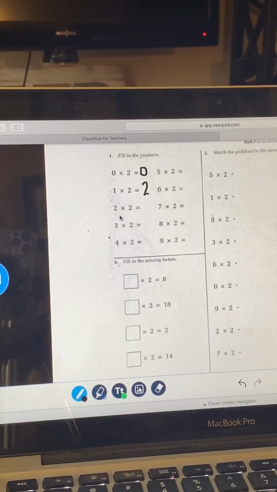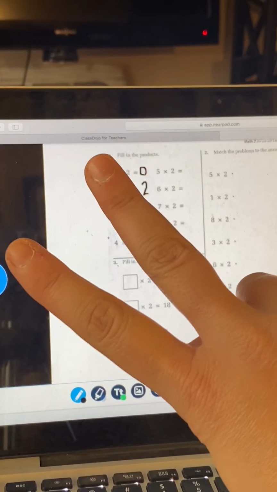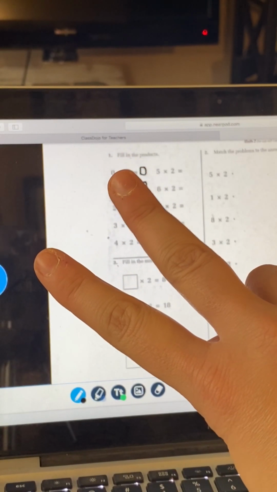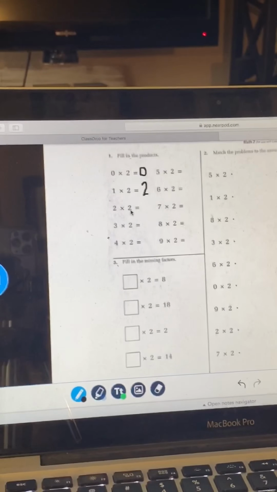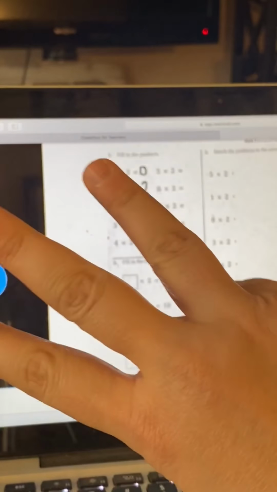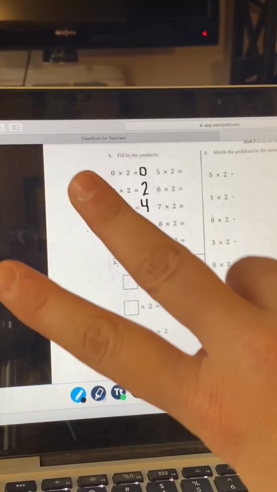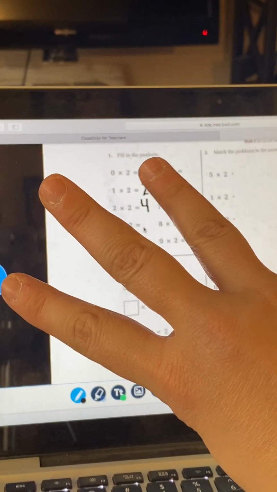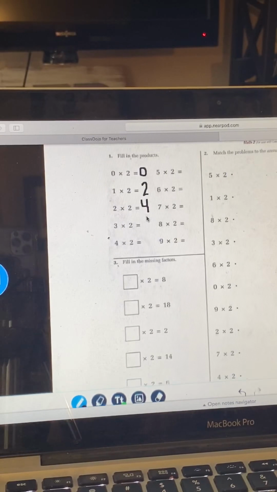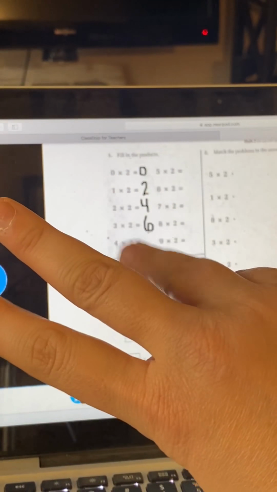Now let's do the next one. I have two groups of 2, so let's count by 2s. 2, 4. Now I have two groups, and I counted by 2. What did I just say? 4. So 2 times 2 is going to be 4. Now let's do the next one. I'm going to do 3 groups of counting by 2s. So let's go 2, 4, 6. So what did I say? 6. Because I have 3 groups of counting by 2.